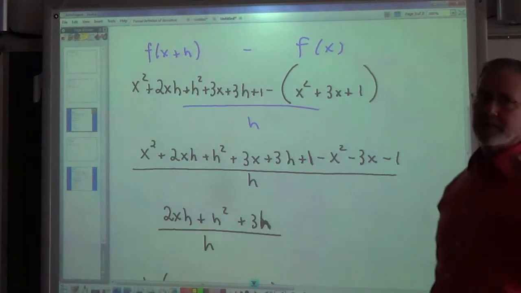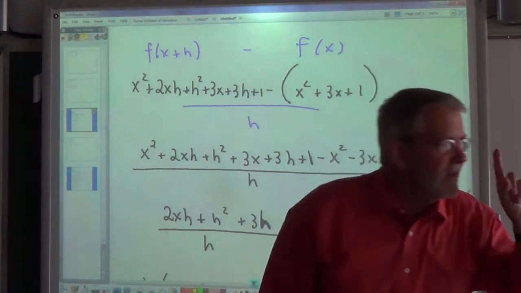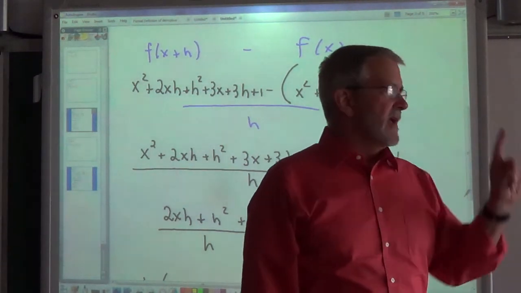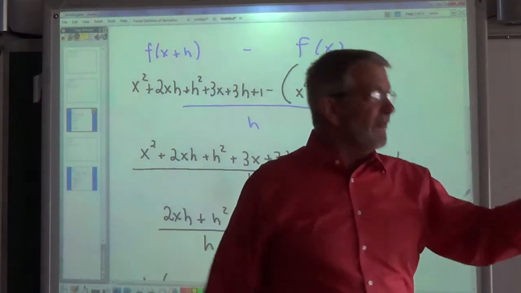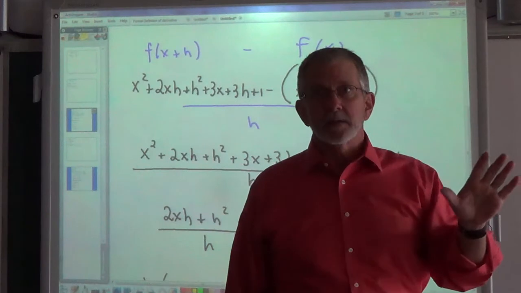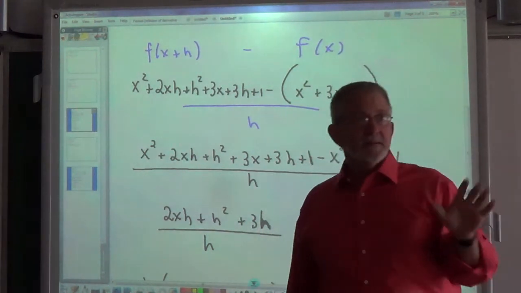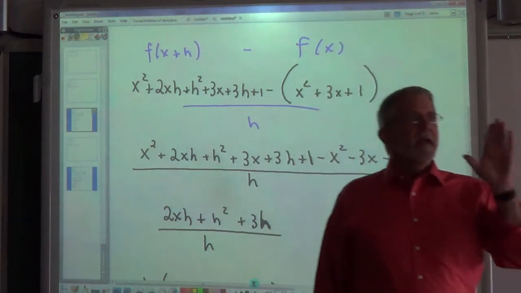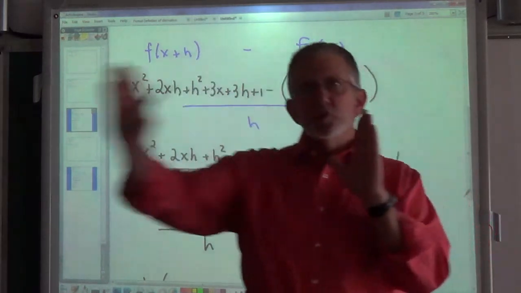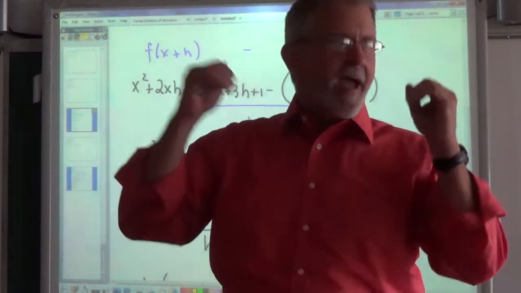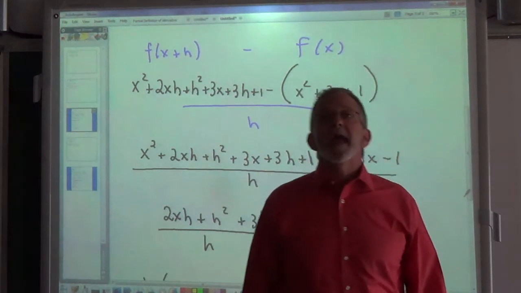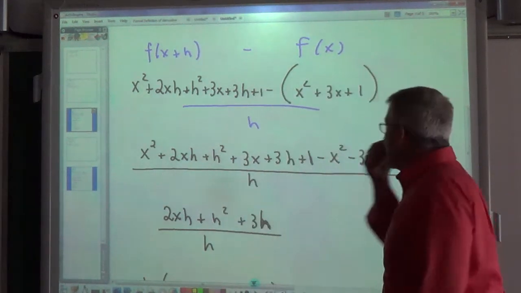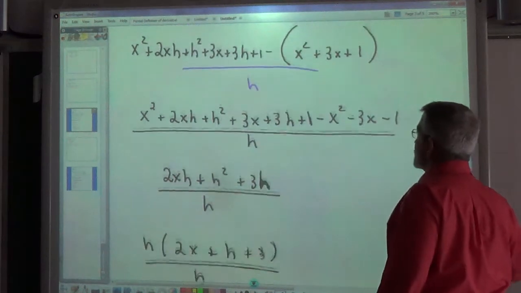And here's the key. Everything without an h subtracts away. And it's not magic, it's math. Seems like magic, but it's not. If, when you simplify that numerator, everything without an h does not subtract away, you have made an error somewhere. And now let's see if everything without an h does subtract away.